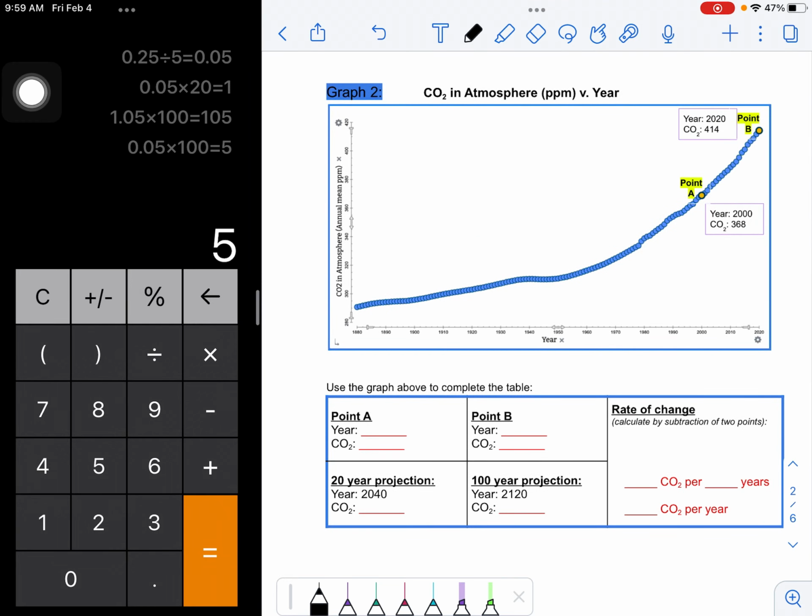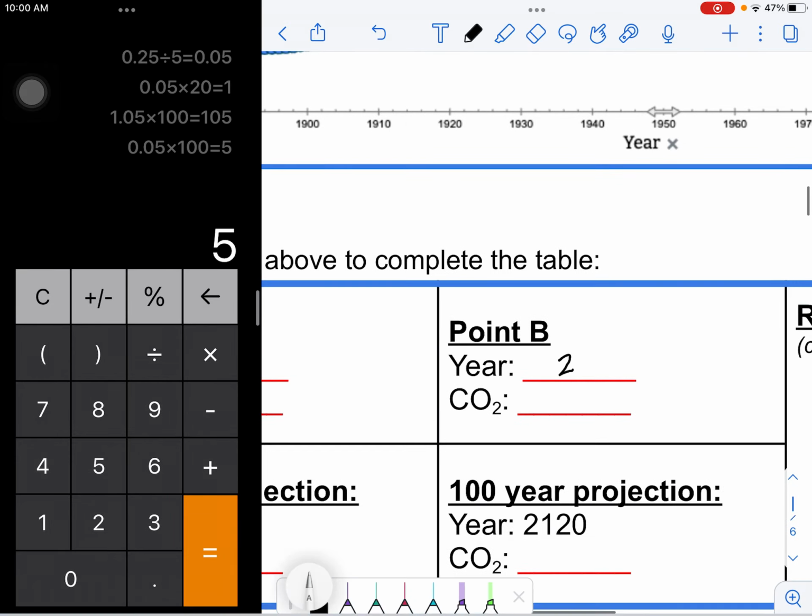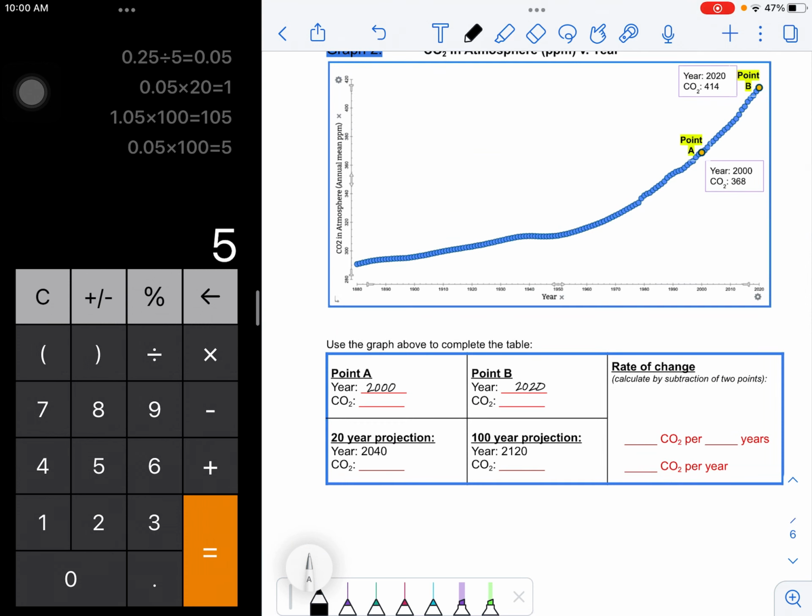So we've got our 2 values. A, 2000, that's the year. Year B was 2020. This one, 368 and 414. So I need to know the rate of change. How much has it gone up in that year time span? So I like to look at the years first. That's always easy. So I'm looking at these two. This is a 20-year change.